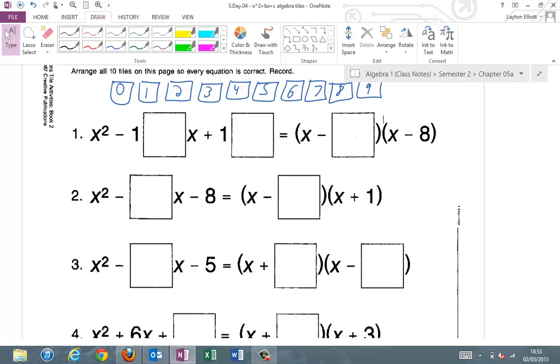So in number 1, we have x squared minus, and this means a number in the teens, a 1 followed by another digit. So this is either 11, 12, 13, 14, 15, 16, 17, 18, or 19. And then plus the same thing, another number in the teens, equals x minus something and x minus 8. So we start to play this game of what these somethings can be.